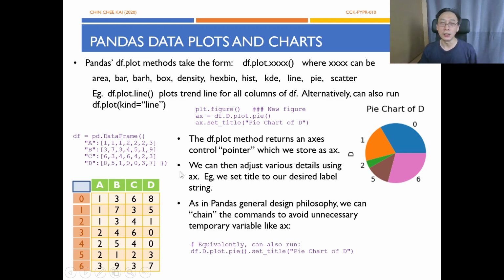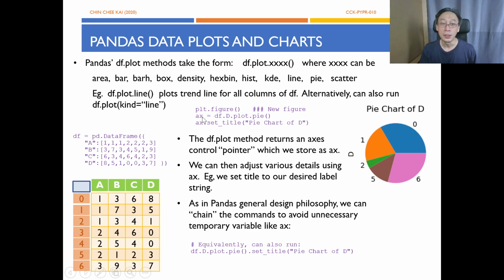So the general convention to call the data frame to plot itself is df.plot.line. I want to see the line. So when you do that, it will plot a line. And of course, you can extract out the columns. Even a series can be plotted.